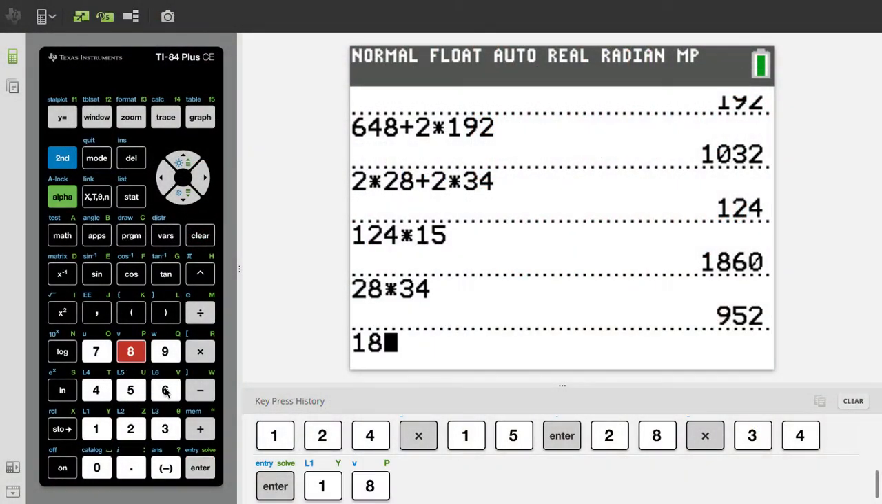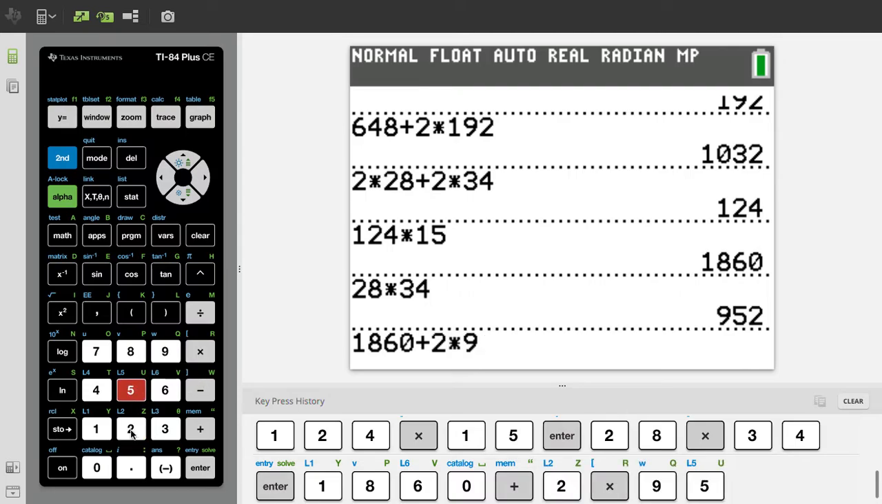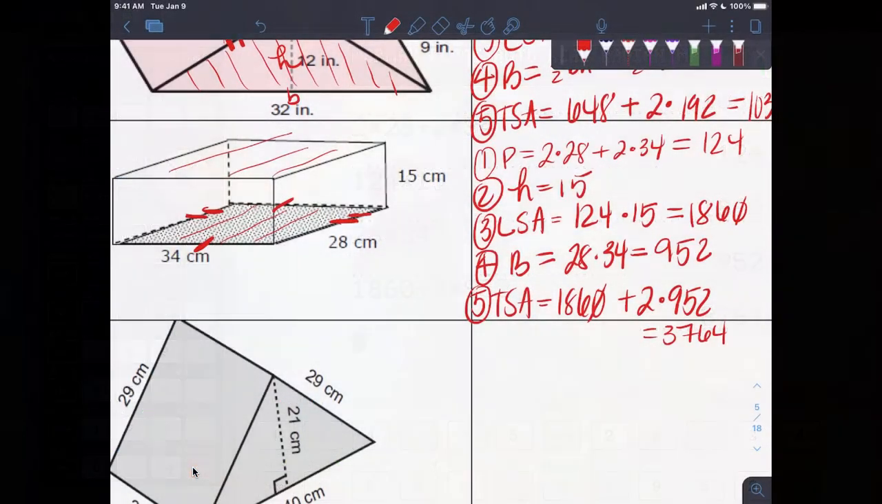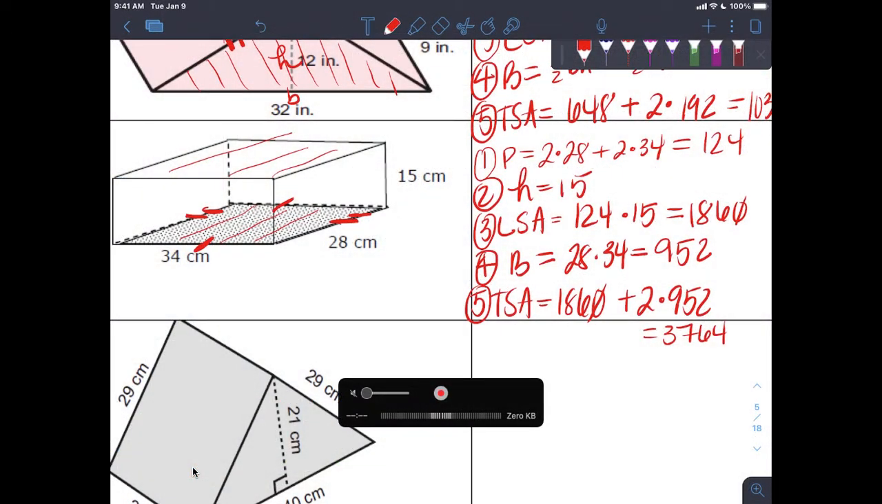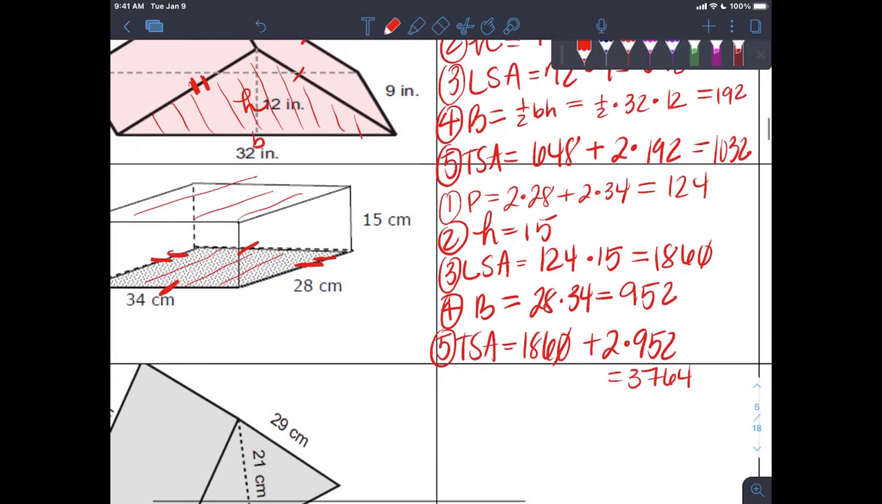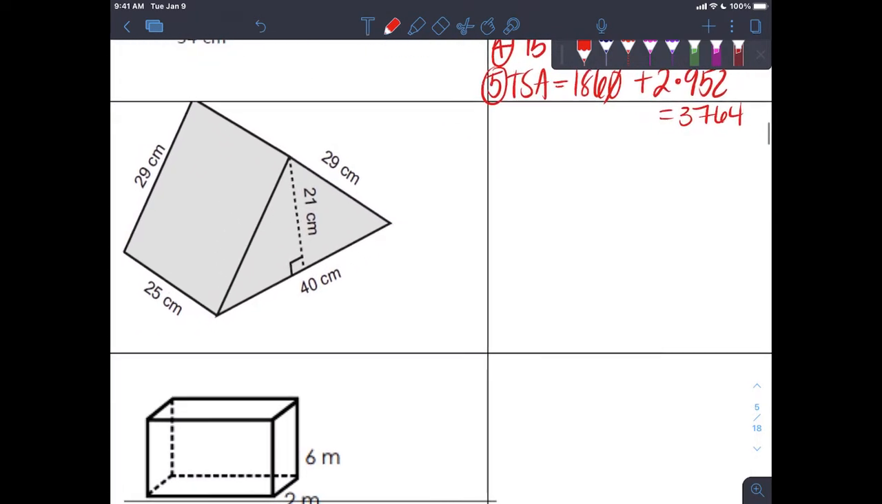So 1,860 plus 2 times 952. So my total surface area is 3,764. All right, let's take a look at another one.